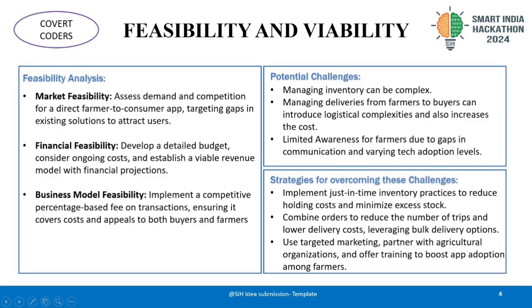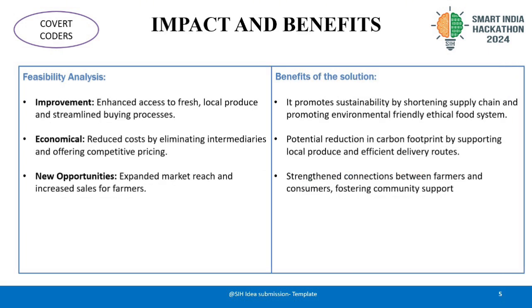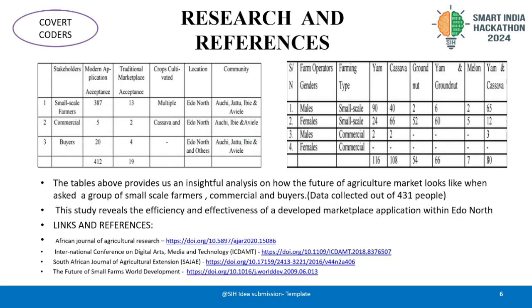In this slide, we have a feasibility analysis, the potential challenges of this app, and strategies for overcoming those challenges. In the next slide, we have the impact and benefits of our solution. The first question we get while developing this app is whether the farmers will use this app or not. Here we can see a table taken from a research paper, which gives the answer to this question. When a group of farmers in Edo North were asked whether they would use a modern application or the traditional marketplace, most of the farmers accepted the modern application. Only very few accepted the traditional marketplace.